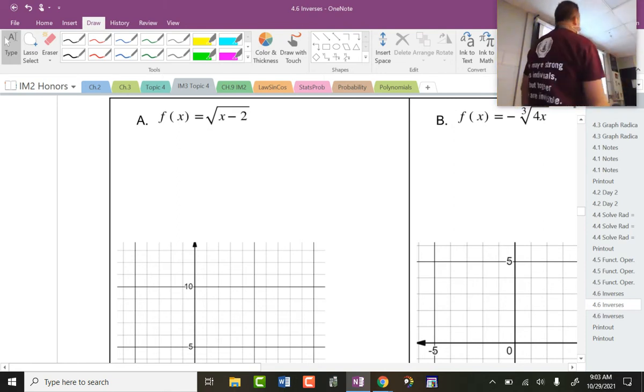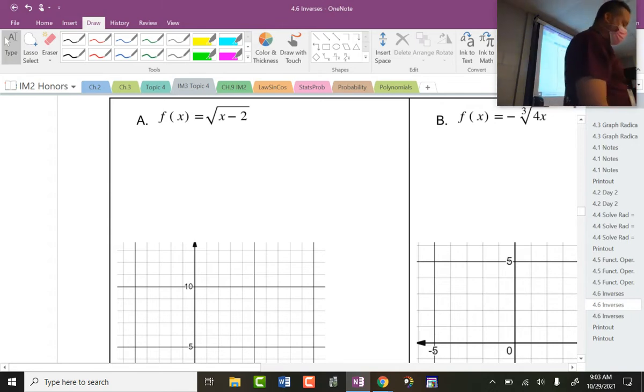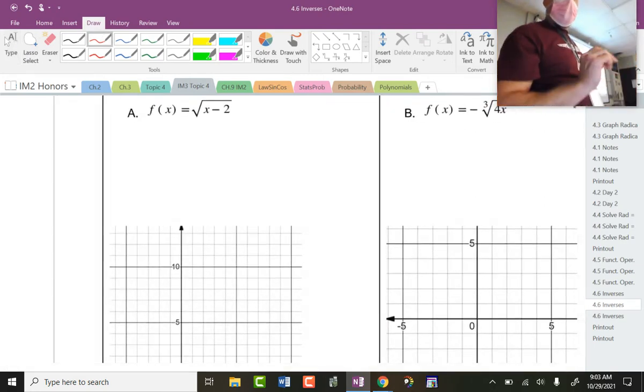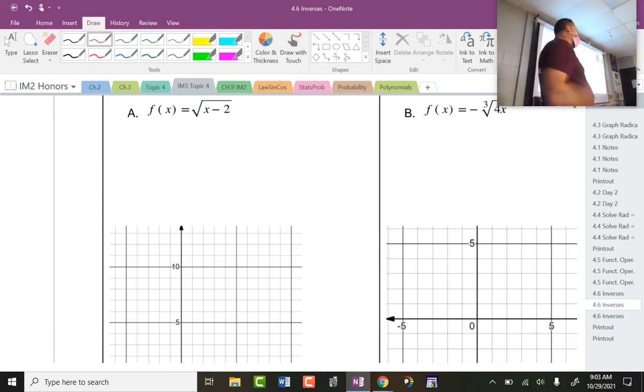So do I have to restrict the domain? It's really the same set of directions. And then looking at this, do I have to restrict the domain? Well, first we should graph this. What should I input first, everybody? 3, 2, 1, go. 2.